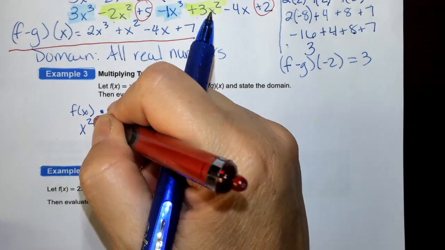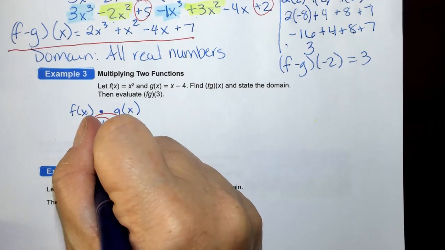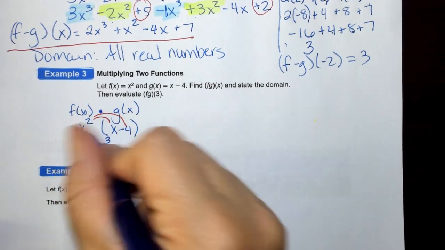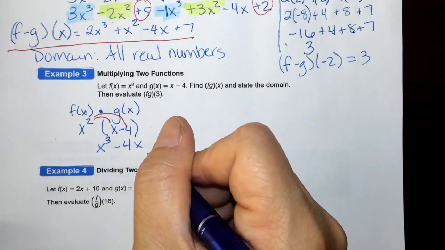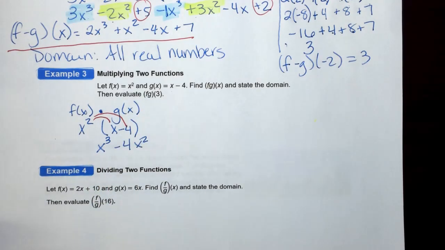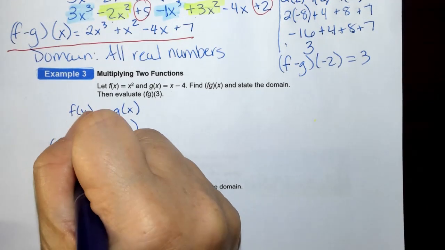So we're just going to distribute. All right, x squared times x, add your exponents, we get x cubed. x squared times negative 4 gives us negative 4x squared. So that is what fg of x is.